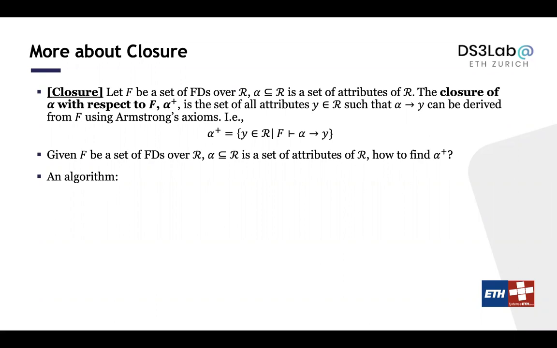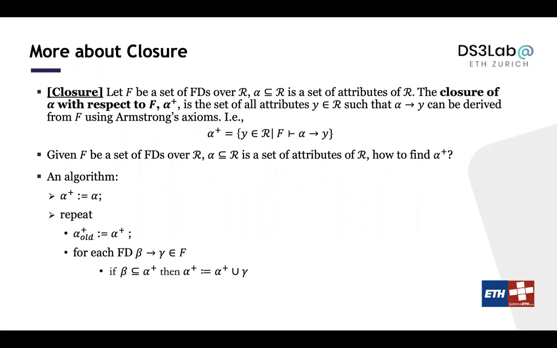So here's one algorithm for you to do that. We will start from alpha plus equals alpha, because we know every single attribute in alpha will always be in its closure, right? So we repeat the following thing. For each functional dependency beta to gamma in F, we check whether the left-hand side, that is beta, is already in the closure. If it is already in the closure, we then add gamma to my new closure, right?